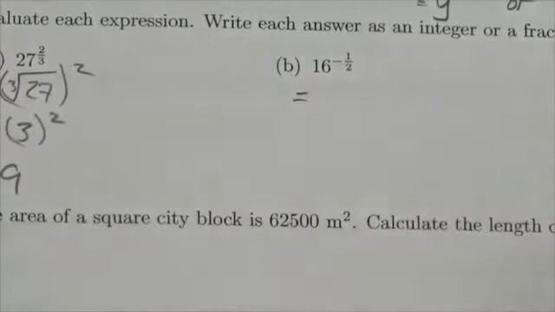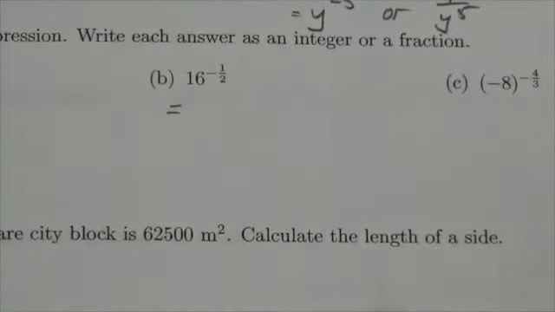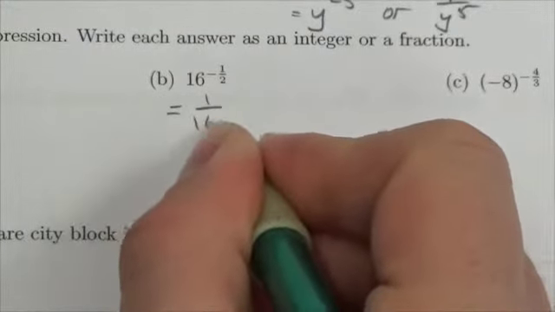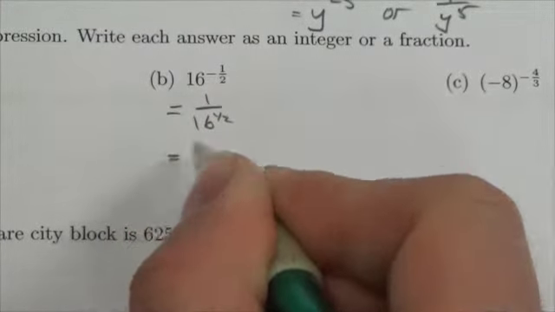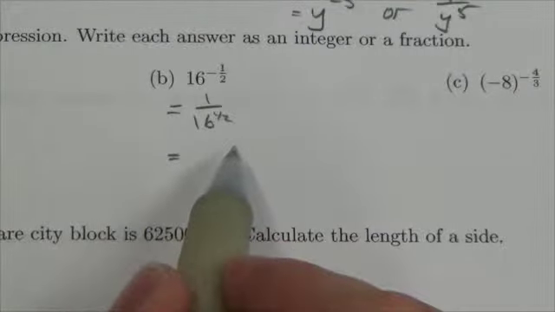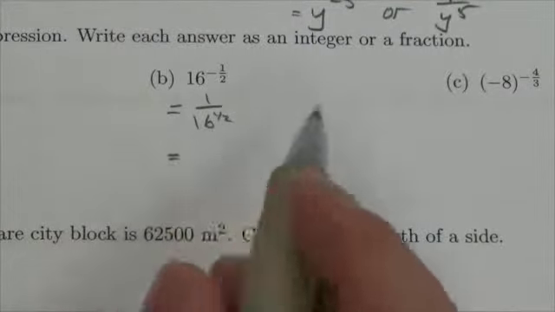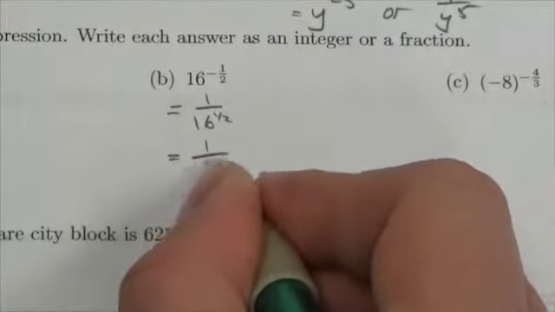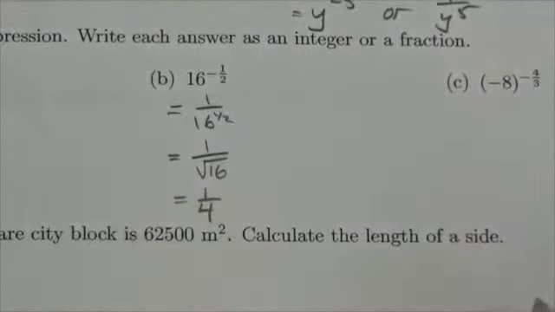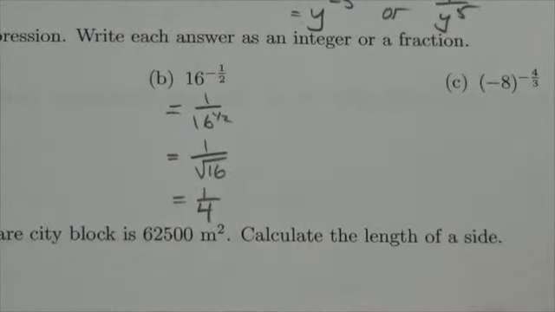For this one right here, the 16 to the negative 1/2, let's deal with the negative first. So that makes this 1 over 16 to the 1/2. And then I know that when I've got a rational exponent that implies a radical, in this case it's a square root. So this is going to be 1 over root 16, which is just going to be 1 over 4. Okay, so that one's pretty straightforward.